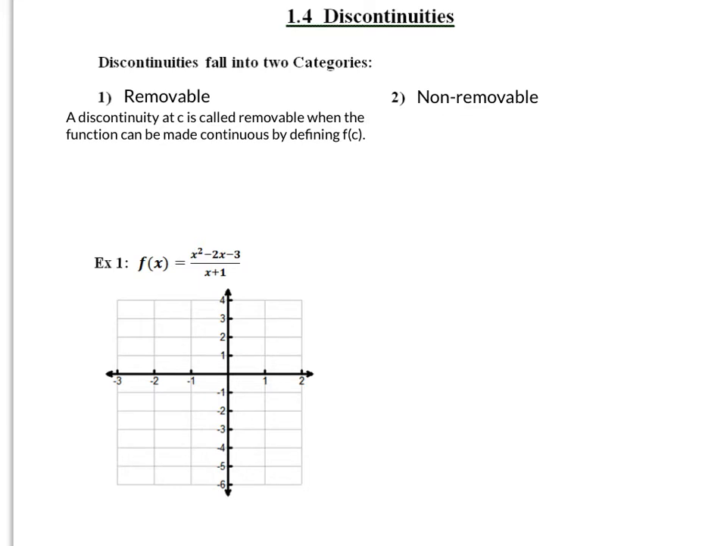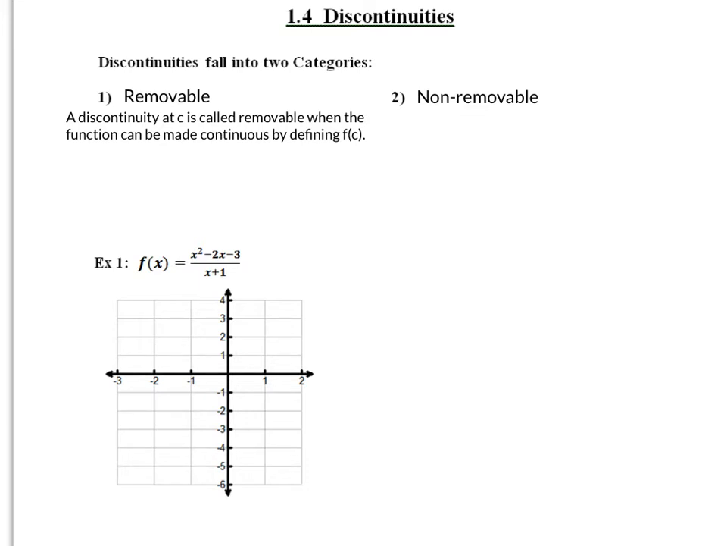Today we're going to look at Chapter 1, Section 4, Discontinuities. Again, you've reviewed these from pre-calculus, so this should just be a review for you. Discontinuities fall into two different categories. We're going to call our discontinuities either removable or non-removable.